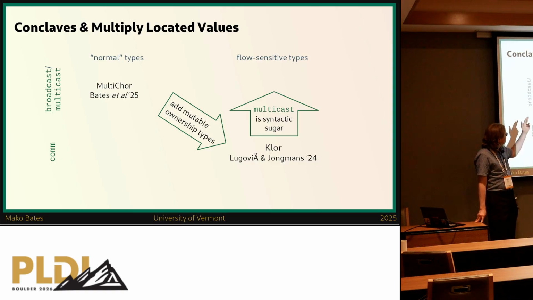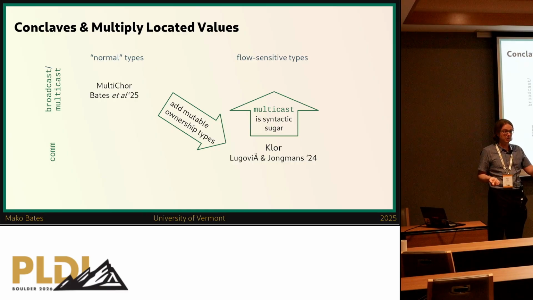So that was my paper in which I described MultiChor and a couple other implementations with Lindsay and several other people last year. Previously, Klor is a Clojure implementation which has a lot of the same capabilities, but it works a little bit differently. They don't do broadcasts natively, they just do point-to-point communication, but they let the program update the types. So the set of people who own a multiply located value can change over the course of the program. The communication operator adds people to the list of owners, and in that context, your multicast is just syntactic sugar for doing a list of sends.